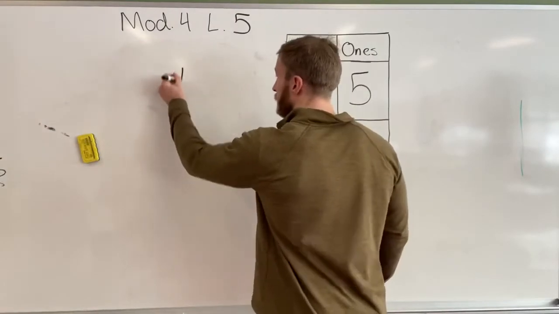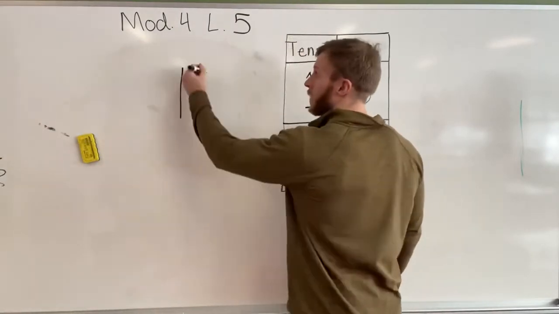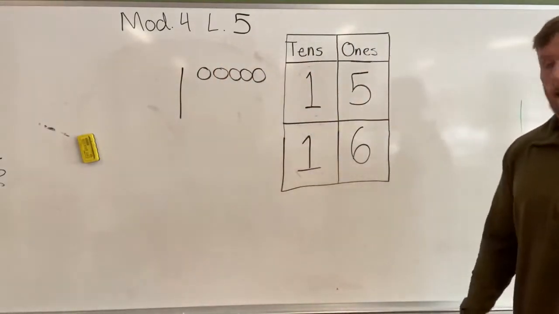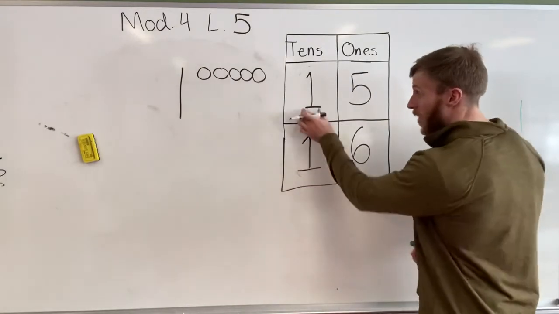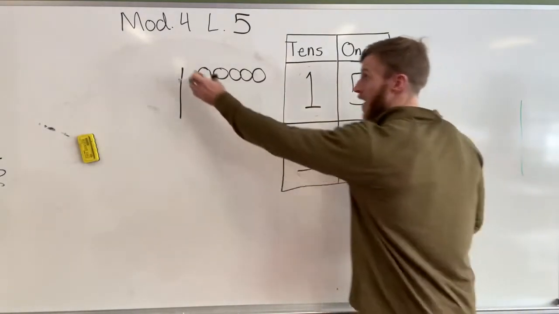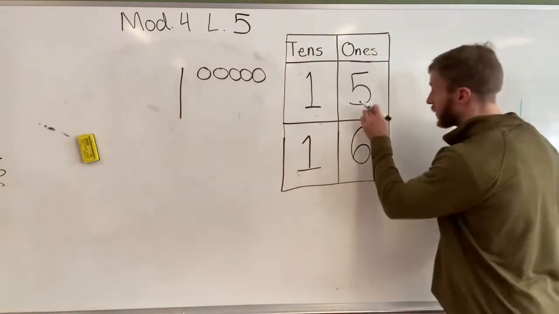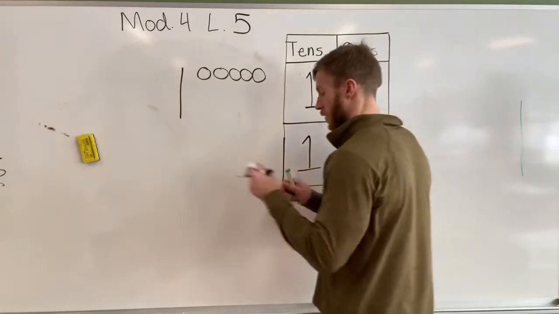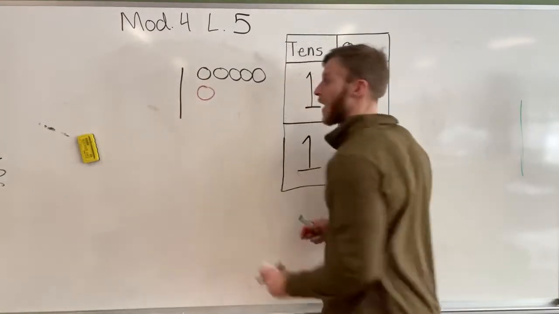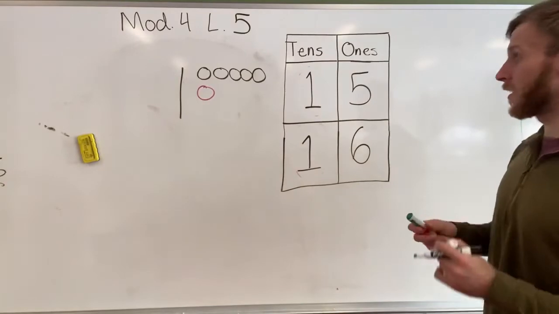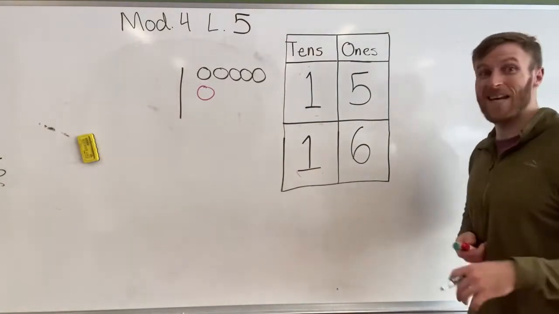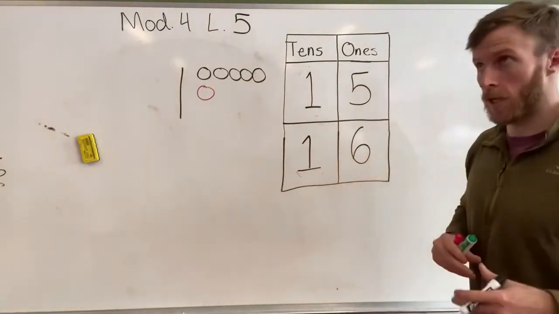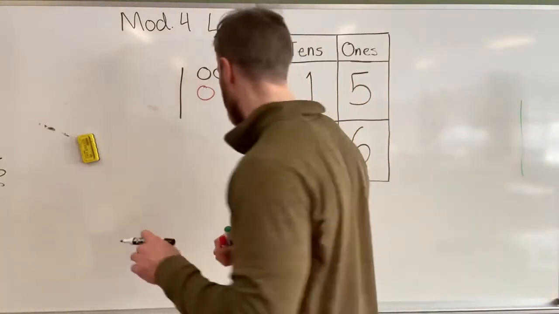I'm going to draw 15. There's 1 ten, 1, 2, 3, 4, 5. And to make it 16, I don't have to add any tens, so I'm not going to draw any more tens, but I do need to add 1 one. So I'll do it in a different color, that extra 1 to make it 16. All right, so that's adding 1 to a number. We change the ones digit most of the time. Occasionally it's different, but we'll get to that.